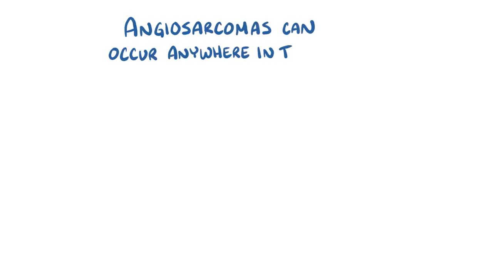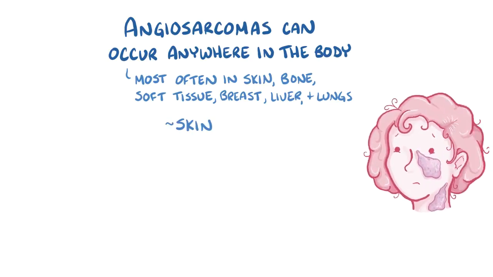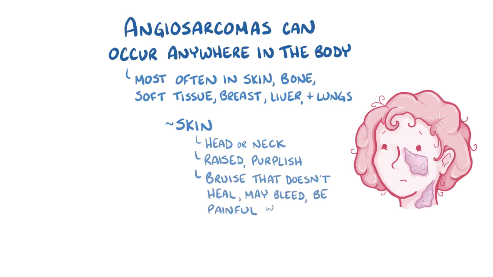Angiosarcomas can happen anywhere in the body, but most often involve the skin, bone, soft tissue, breast, or liver, and often spread to the lungs. Angiosarcoma of the skin usually shows up on the head or neck as a raised purplish skin area that looks like a bruise and doesn't heal and might bleed. It can be painful or might be accompanied with swelling in the surrounding skin.